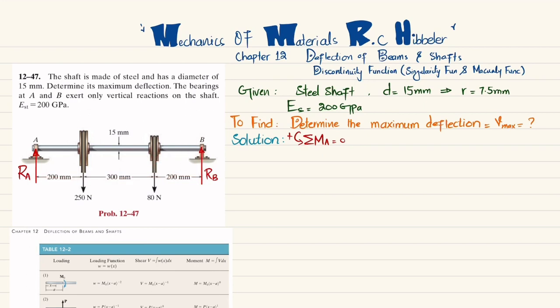And the sum of all moments about point A will be equal to 0. So I will write minus 250 into perpendicular distance 0.2 meter, minus 80 into perpendicular distance 0.5 meter, and the last one is plus RB into perpendicular distance 0.7 meter is equal to 0. So when you calculate it, you will get RB equal to 128.57, and the unit will be Newton.